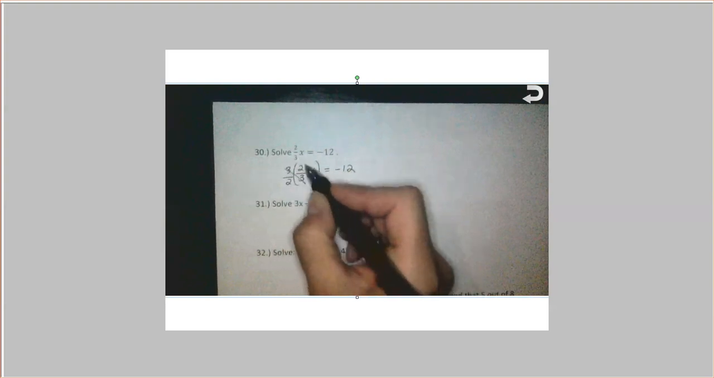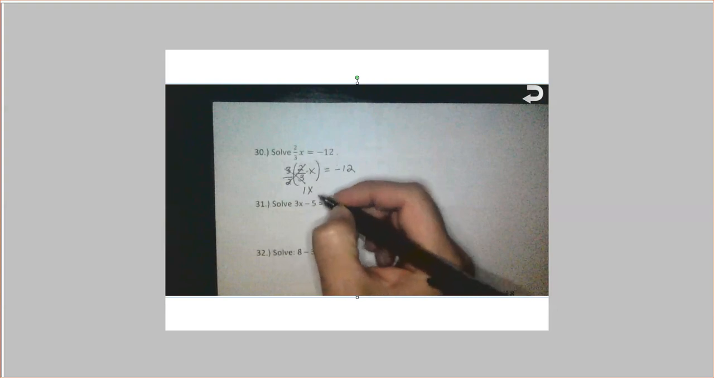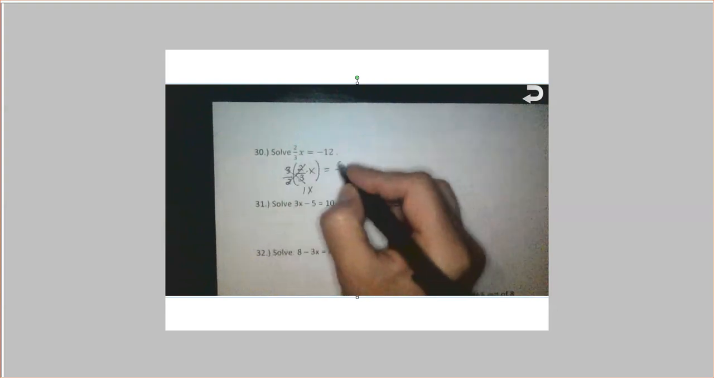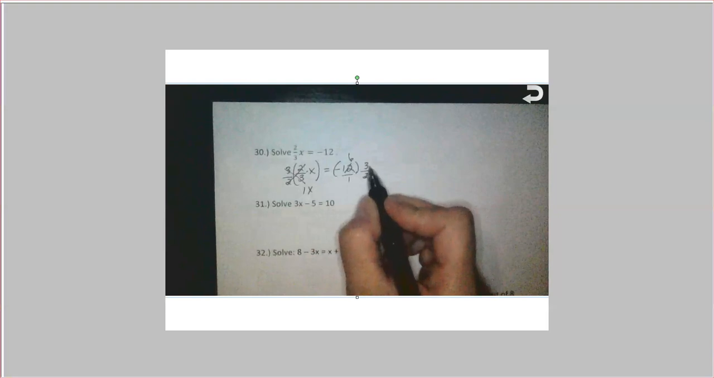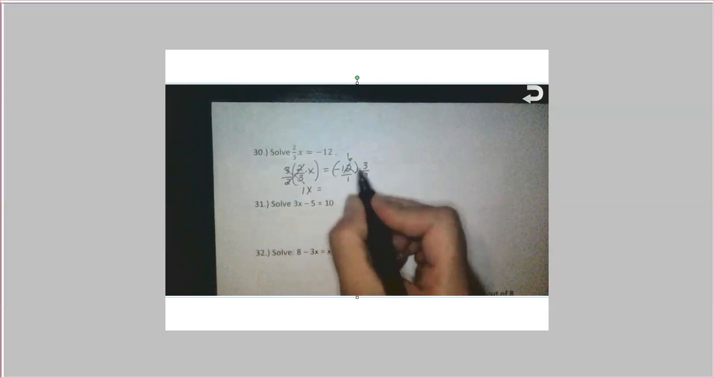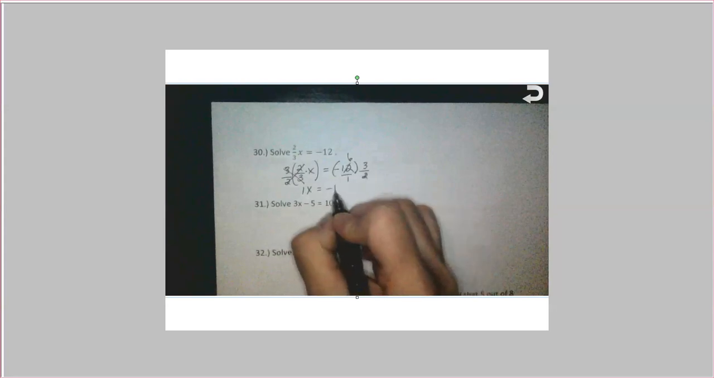Multiplying by that reciprocal totally cancels that out, and you're left with 1x. That's what we want. But whatever we do to one side of the problem, you have to do to the other. And we can reduce this: 2 goes into 12 6 times. 6 times 3 is 18, but pay attention to that negative there. A negative times a positive will create a negative answer. So my answer is x equals -18.